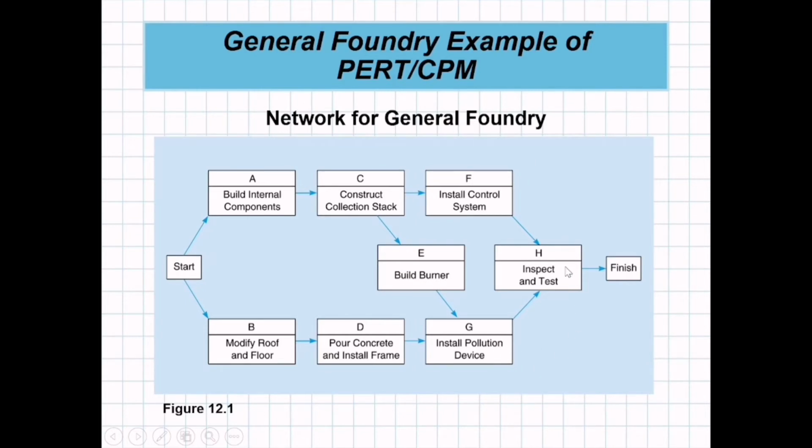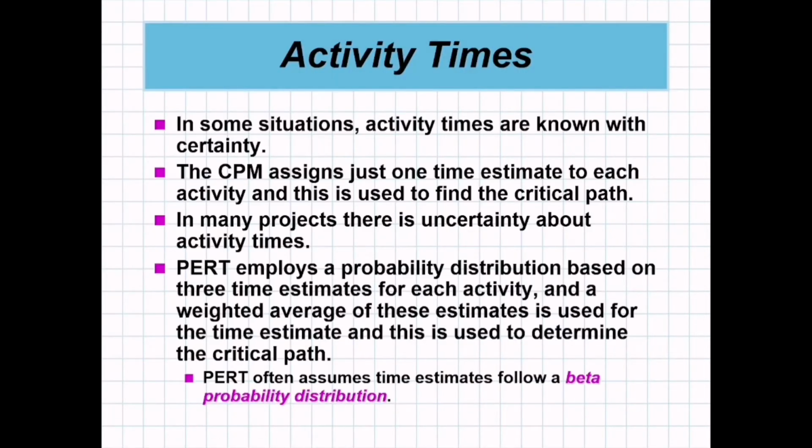For letter H, class, the predecessor activities are install control system and install pollution device. In other words, you cannot inspect and test if you haven't done activity F and activity G yet. So after activity H, that is the end of your activity, which should be finished before week 16, because the General Foundry Incorporated is only given 16 weeks. So it would be better if you can finish it before week 16 so they won't lose their permit and they can still operate. Okay?